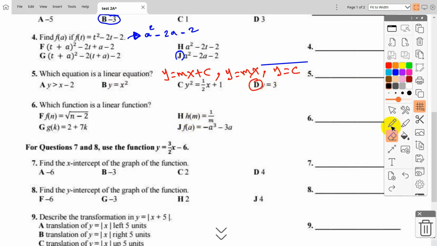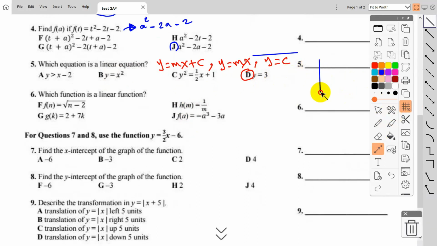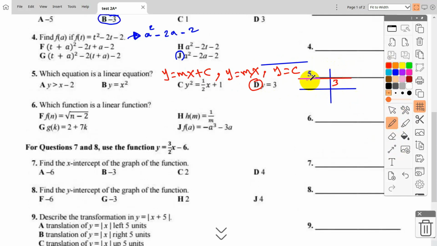And if we want to sketch this graph, y equals 3 will be something like this. It's a linear equation.